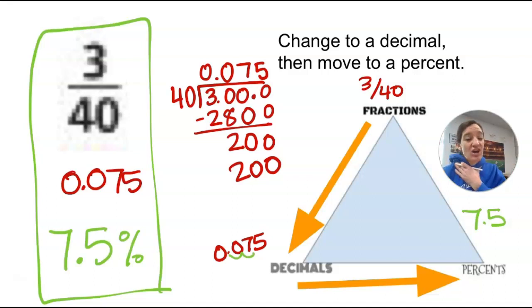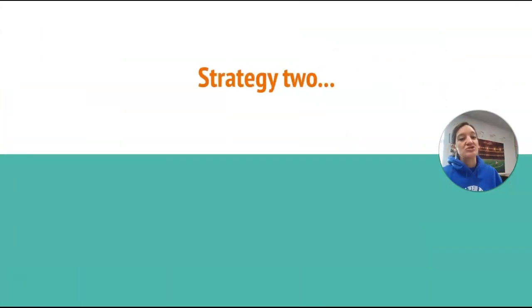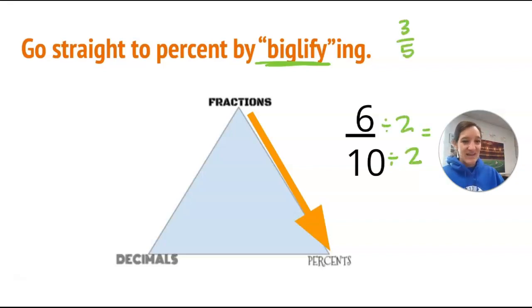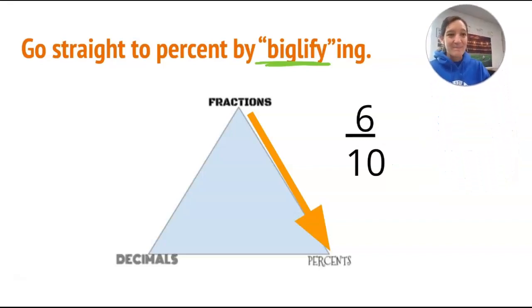If you guys are already good at changing fractions to decimals, this might be a good strategy for you. It does require 2 steps though. So let me teach you another way where you can just go straight to the percent corner. And it is by using the word biglify. You guys know how to simplify, right? If you were to simplify 6/10, you would make it smaller. You would divide it by 2 and you would get 3/5. Okay, that's not going to help you get to a percent. What will help you get to a percent is biglifying.